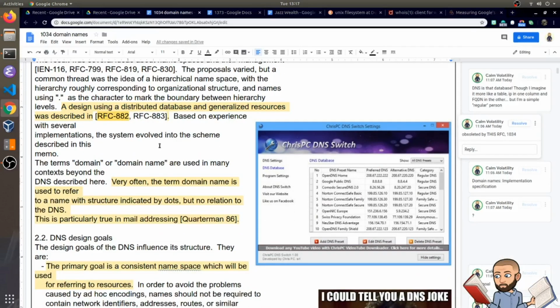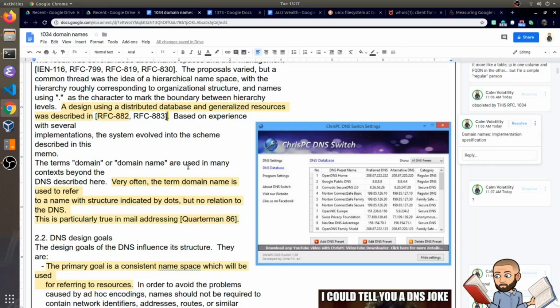And their first crack at DNS wasn't correct either. So this RFC we're reading now obsoletes RFC 882, and RFC 883 is called Domain Names Implementation Specification. So they were trying to implement this database system, but this memo is the evolution of that. There you go. They say this is the evolved scheme that these 2 RFCs started.